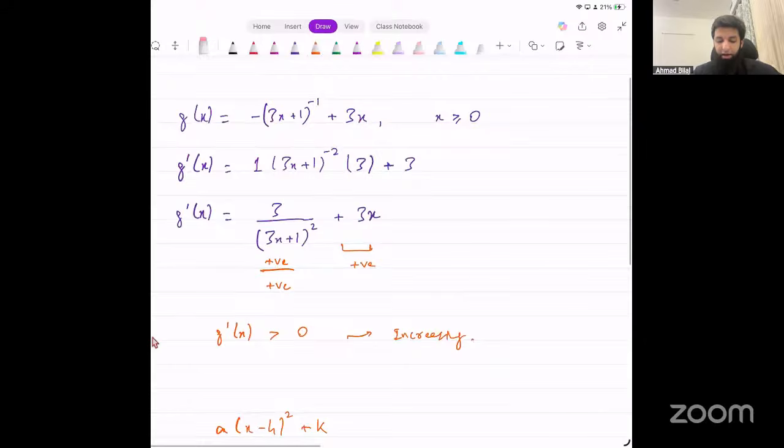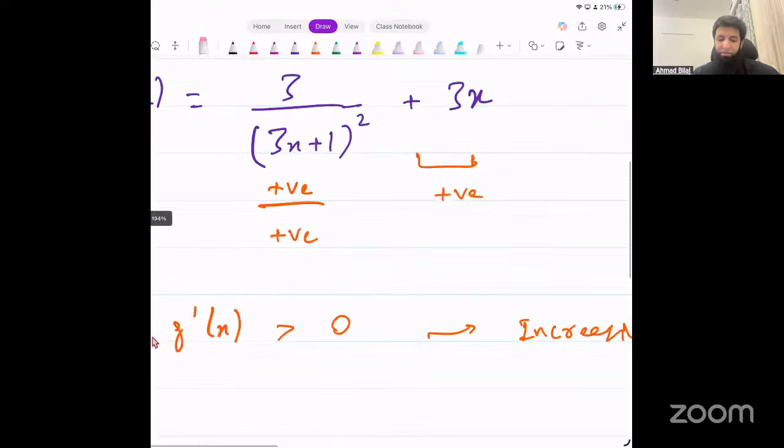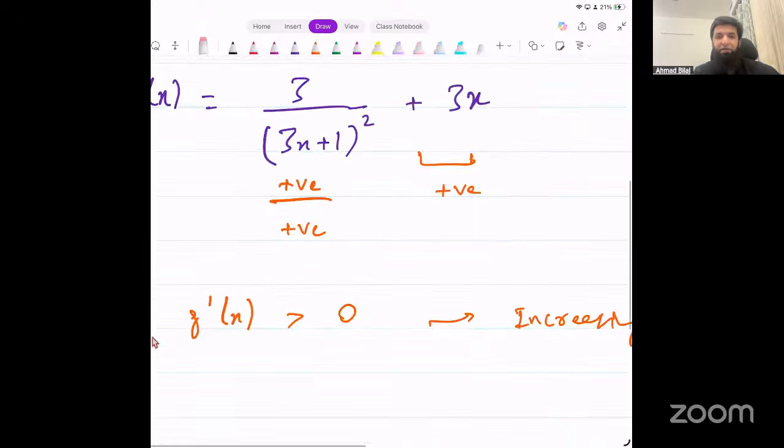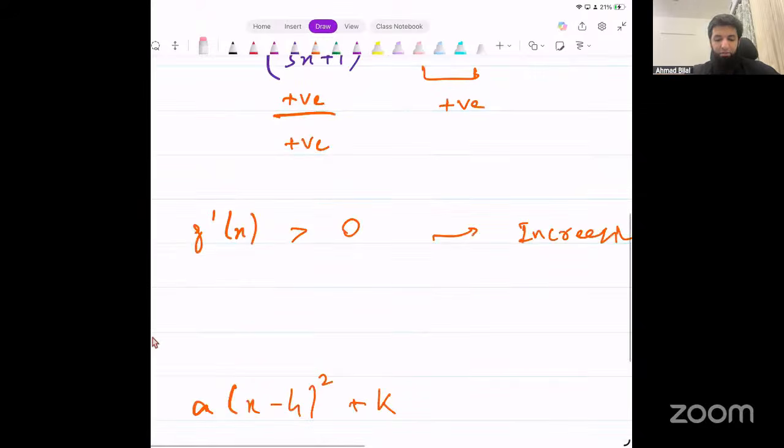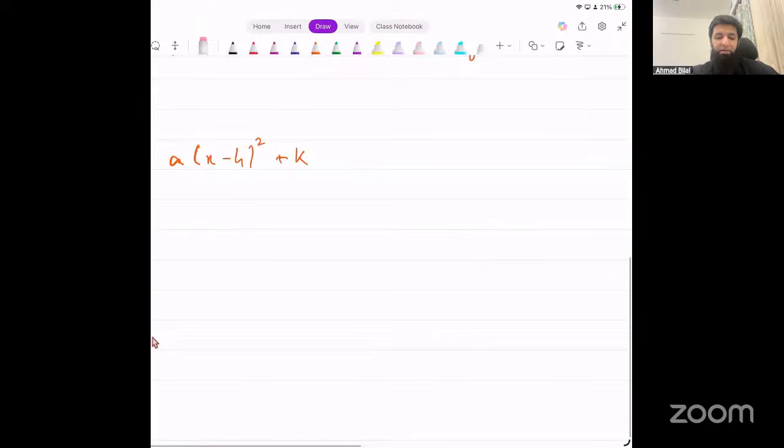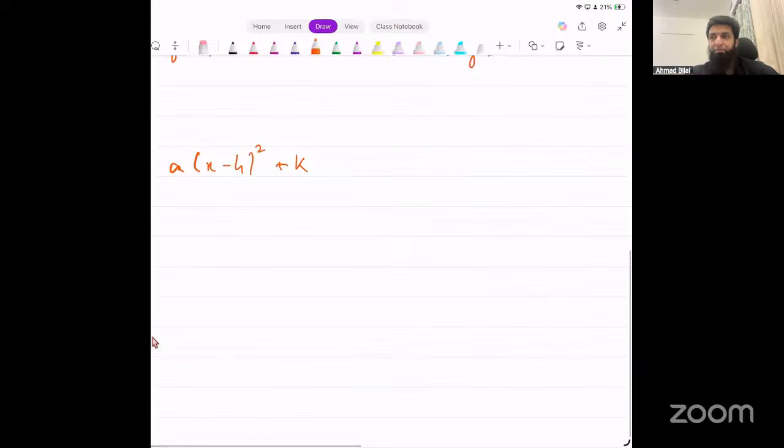For non-quadratic derivatives, this is a similar idea that we use every time. So we think about every term individually and think about whether they're going to be positive or negative. For quadratic, you convert them to completed square form and then think based on that.